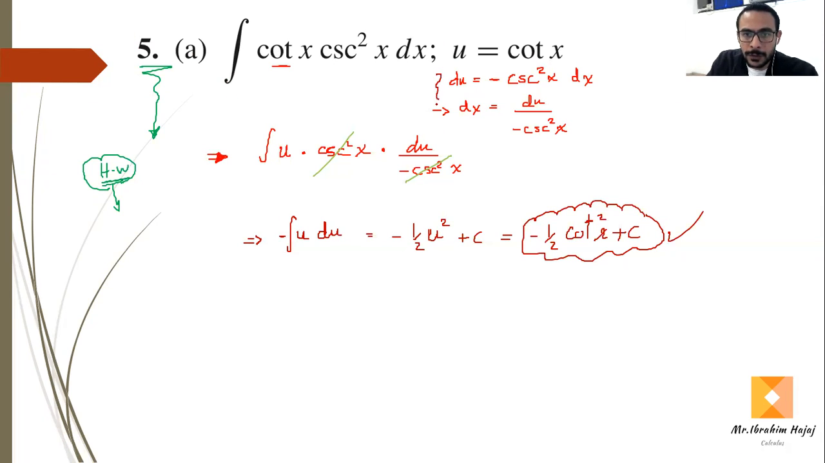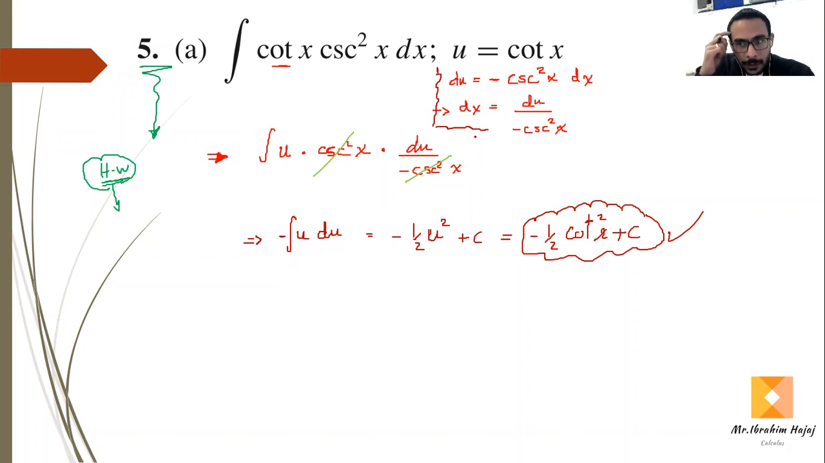5A. First of all, you have to let u equals cotan x. Second step, differentiate: du over dx equals negative cosecant squared x, which is the derivative of cotan. And then dx equals du over negative cosecant squared x. Substituting in the question, the integral of u times cosecant squared x times dx, which is du over negative cosecant squared. Cancel out cosecant squared with cosecant squared, and then it's negative the integral of u du.